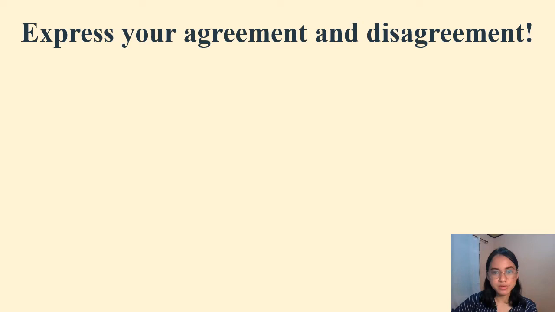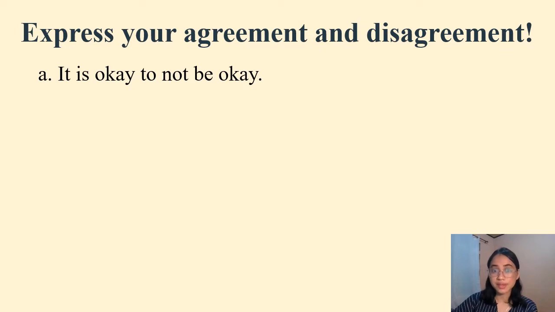Listed here are some issues that you might consider as your topic in writing your position paper. I will read each one of these topics, and then what you're going to do is to click that pause button on your screen and try to answer whether you agree or disagree, and then explain it briefly. So you're going to express your agreement and disagreement. Our first topic is, it is okay to not be okay. Do you agree with this or disagree?